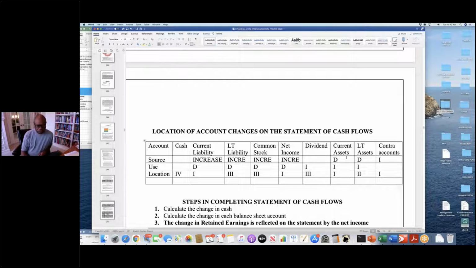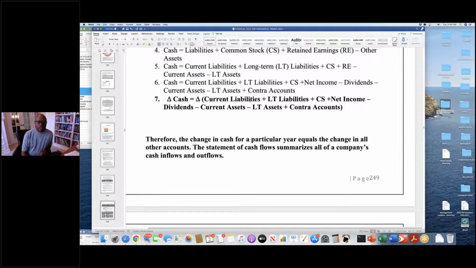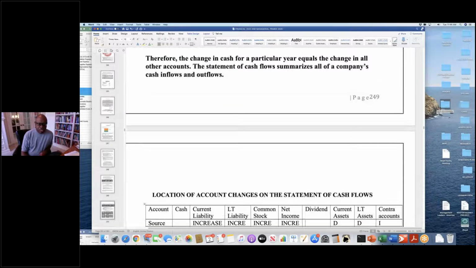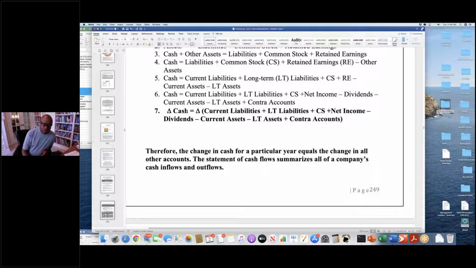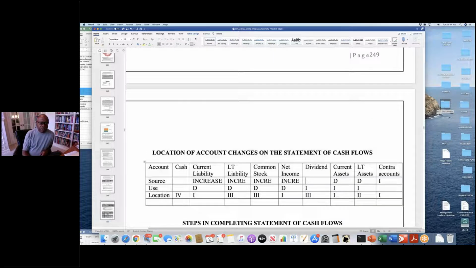Current assets, if they decrease, they're a source. If they increase, they're a use. Long-term assets, same thing. If they increase, they're a source. If they decrease, they're a use. Most times for contra assets, they're going to increase and they're going to be a source of cash. So based on our formula, I'm telling you where these changes are going to go. So we're going to get the same change in cash as if we looked at 1,000 checks based on this formula by just looking at the changes in these accounts. So this is our indirect method.